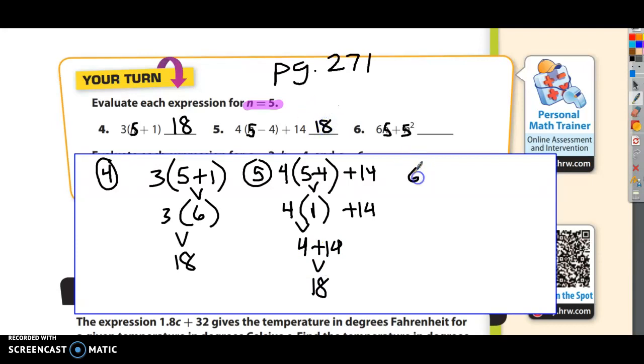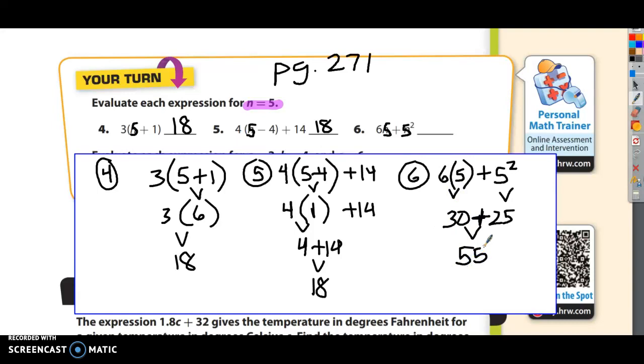And number 6. We've got 6 right next to 5. That's not 65. It means 6 times 5. And then we've got add 5 squared. Technically you're supposed to do the exponents first, but you can do them at the same time, because 5 squared is going to be 25. And you're going to add that to 6 times 5, which is 30. And 30 plus 25 is 55. The answer to number 6 is 55.